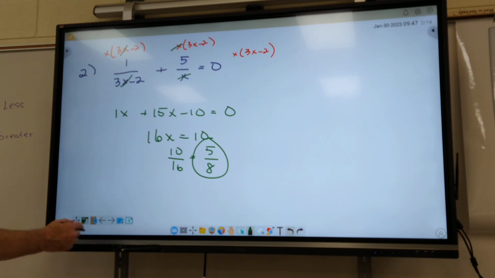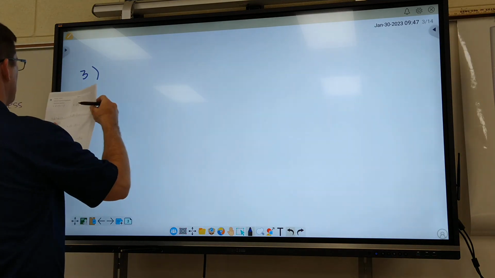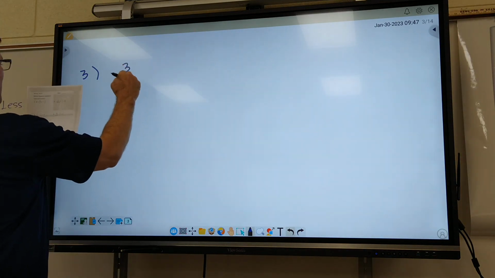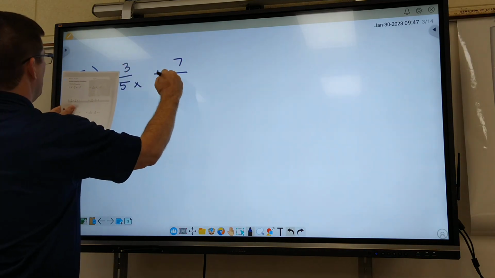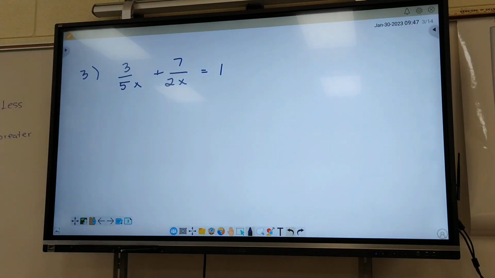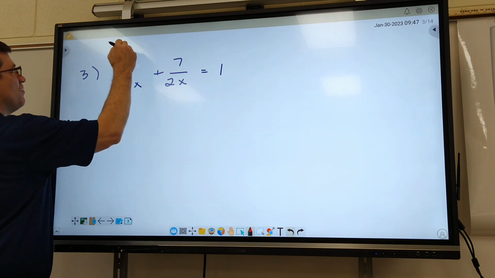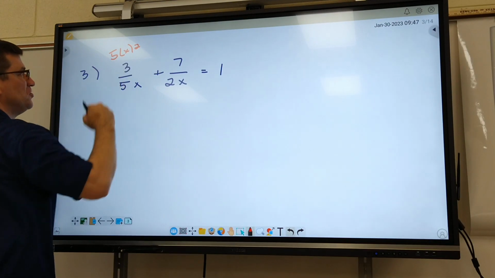All right, let's go to number 3. We got 3 over 5x plus 7 over 2x equals 1. Okay, so what do we always say about the common denominator? It's 1 of everything on the bottom, right? So what's the common denominator going to be on this one? It's going to be a 5, it's going to be an x, and it's going to be a 2.